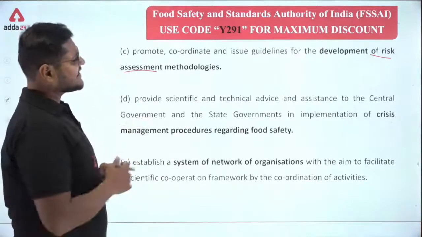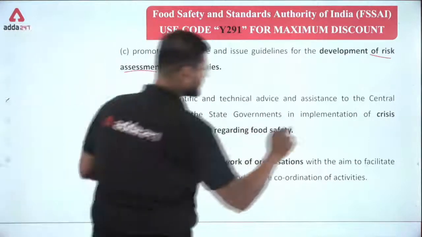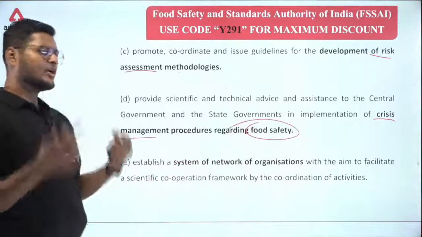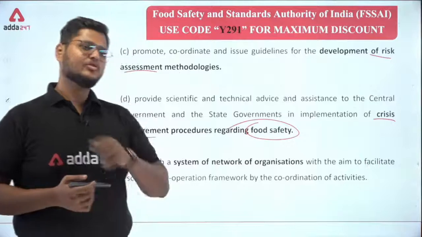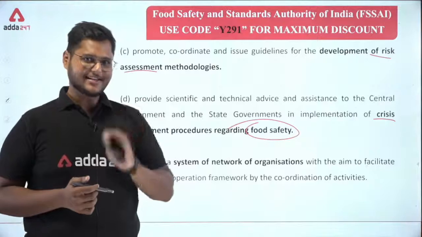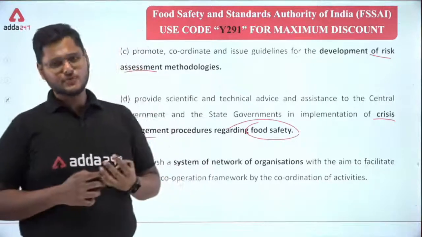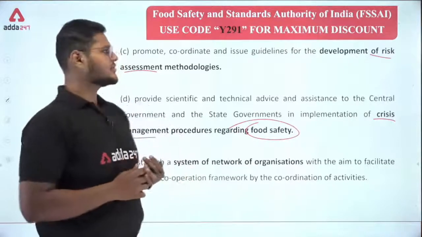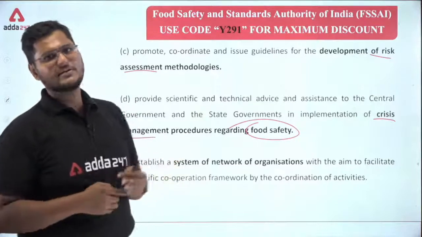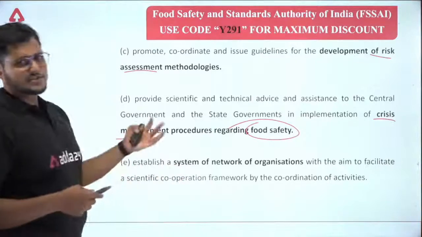Provide scientific and technical advice and assistance to the central government and the state government in implementation of, now this is the main point here, crisis management procedures regarding food safety. That means we are already in a crisis. Let's take an example: COVID-19, we are just taking an example. We hope we don't jinx it, right? So COVID-19 is transmitted through food. Then the FSSAI or the food authority should lay down a set of procedures, guidelines that can prevent this transmission of a virus or any kind of microorganism or risk due to food.